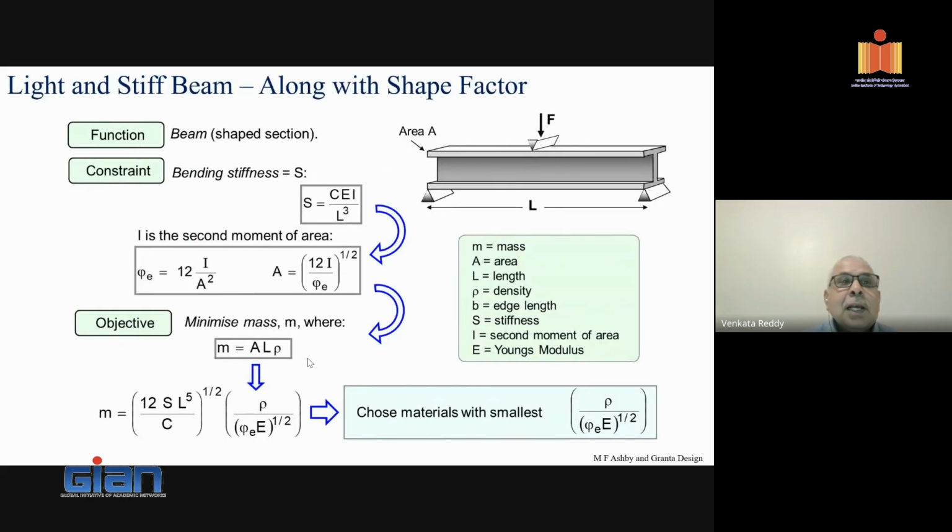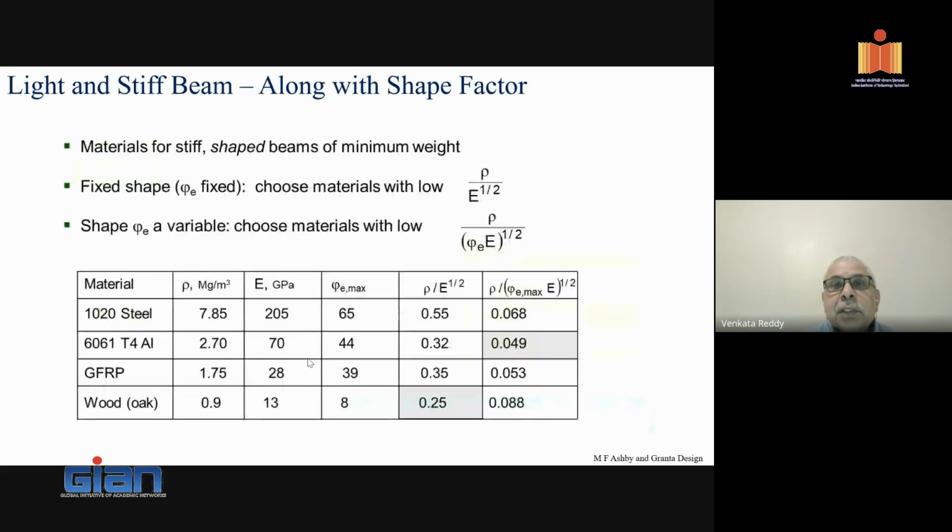Now I will skip this part. It's the same. Now if you take the shape factor into consideration, then obviously if you are evaluating four different materials, this one basically a steel, a titanium, a GFRP, glass fiber reinforced plastic, and wood. Now, without the shape factor, that is the phi e, which material is the best?